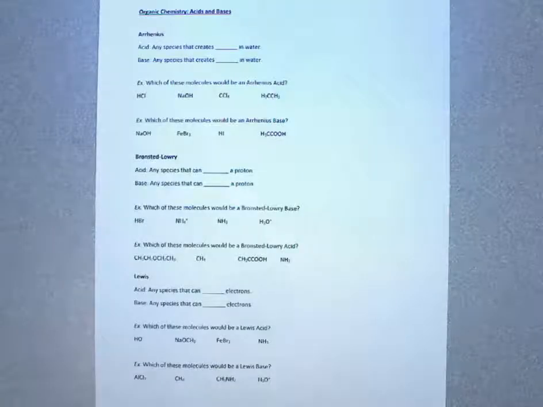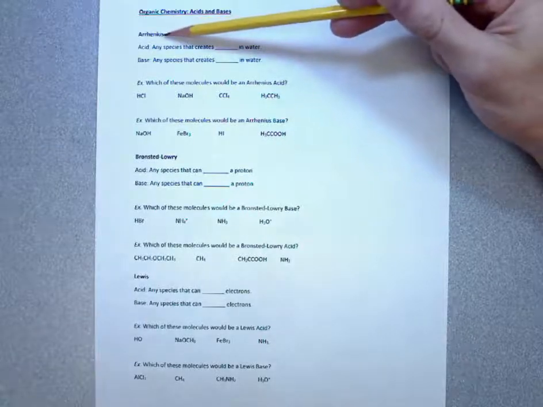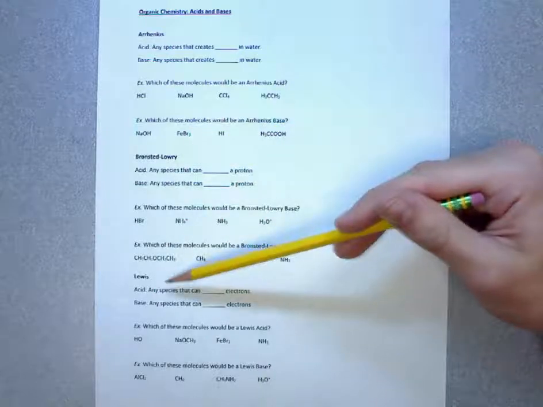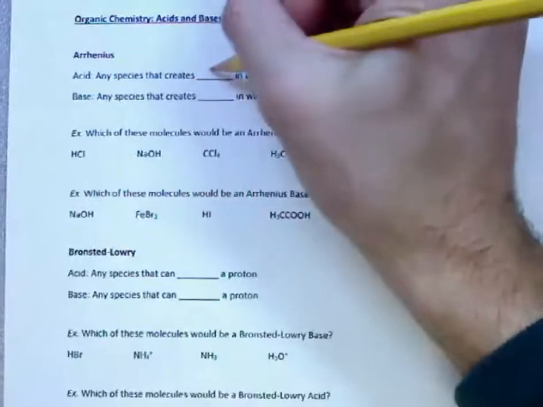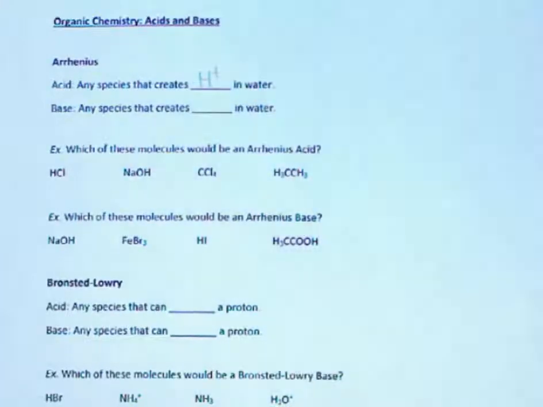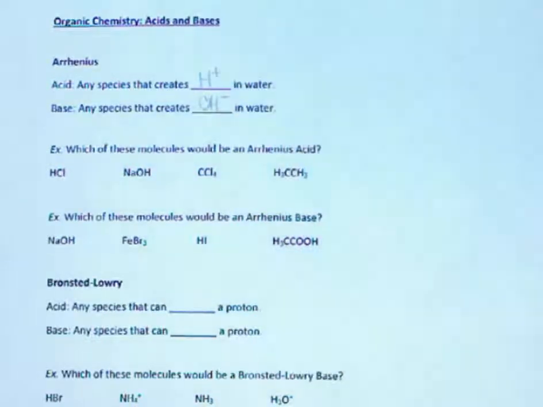In this video, we will be talking about acids and bases. There are three different classifications: Arrhenius, Bronsted-Lowry, and Lewis. For an Arrhenius acid, any species that creates H+ in water, and for an Arrhenius base, that would be any species that creates OH- in water.